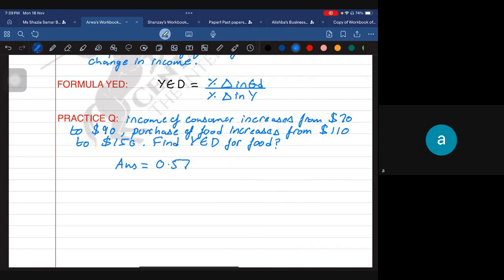New minus old divided by old multiplied by 100. Okay, 150 minus 110 divided by 110 multiplied by 100. 0.57.